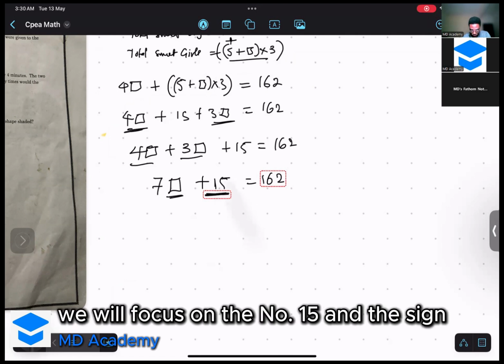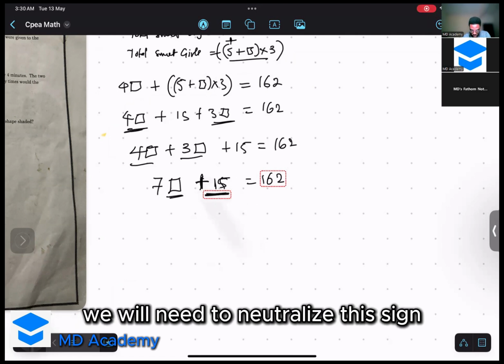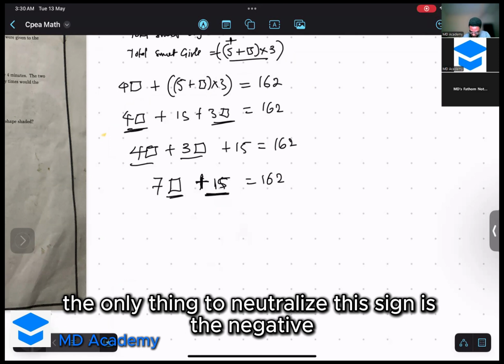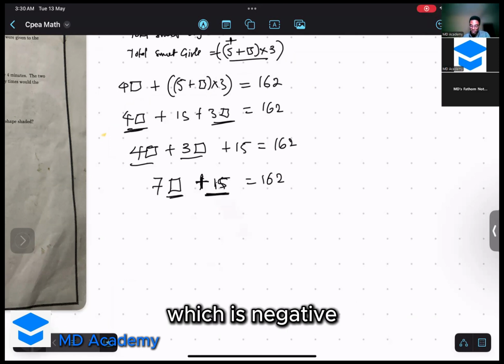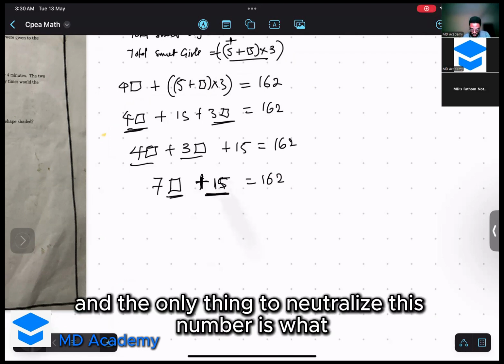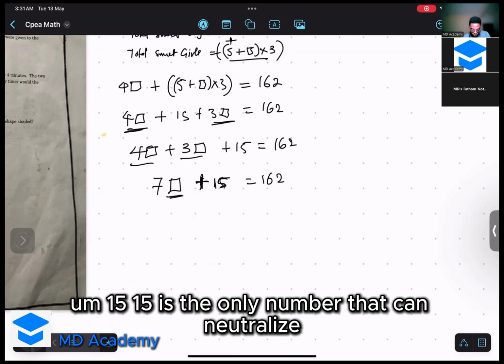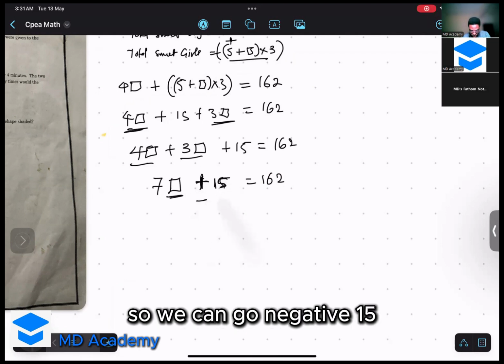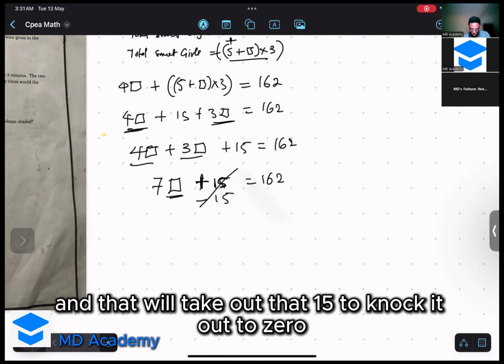We will focus on the number 15 and the sign. We will need to neutralize this sign. The only thing to neutralize this sign is the opposite of that sign, which is negative. And the only thing to neutralize this number is what? 15. 15 is the only number that can neutralize it. So we can go negative 15, and that will take out that 15 to knock it out to 0.